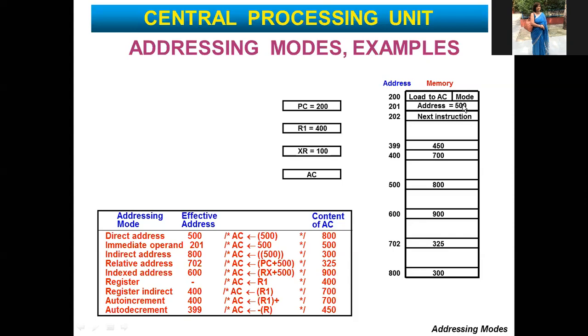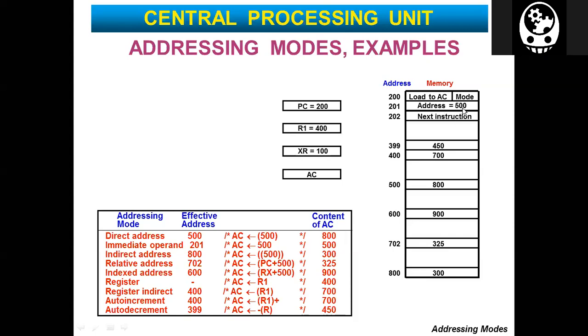So what will be the operand? 500 will be the operand. Where will it be loaded? It will be loaded to AC. Why? Because the OP code is load to AC. It says that whatever operand you have found, you have to load it to AC. So the content of AC will become 500, and your effective address.